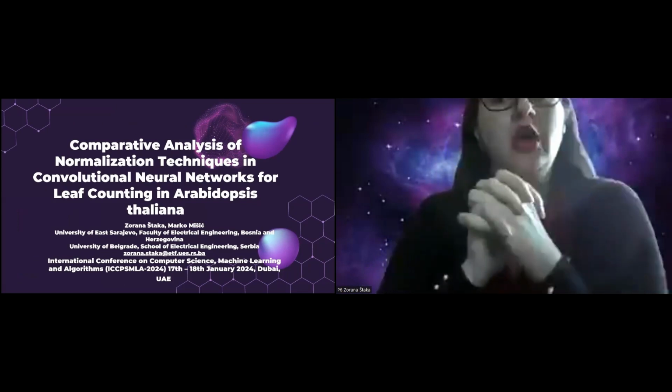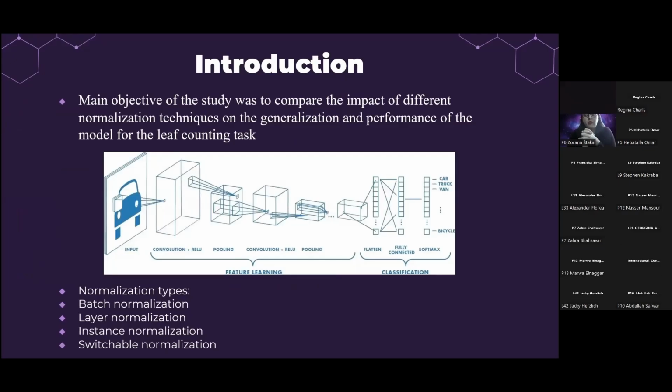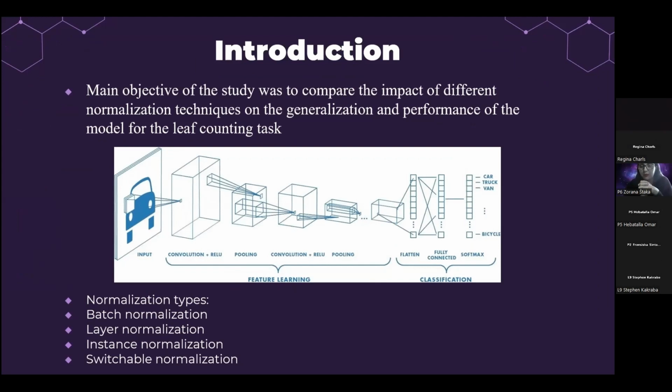So what was the main objective and what we actually wanted to do with this paper? We wanted to see how different normalization techniques affect generalization and performance of the model of convolutional neural network, specifically for the task of counting leaves, and specifically in the plant Arabidopsis thaliana. Arabidopsis thaliana plant in agriculture and in plant biology is something like a white mouse in medicine studies.